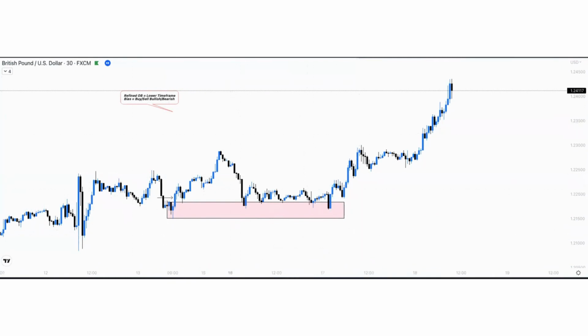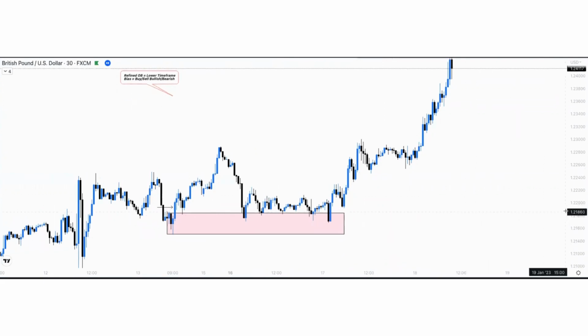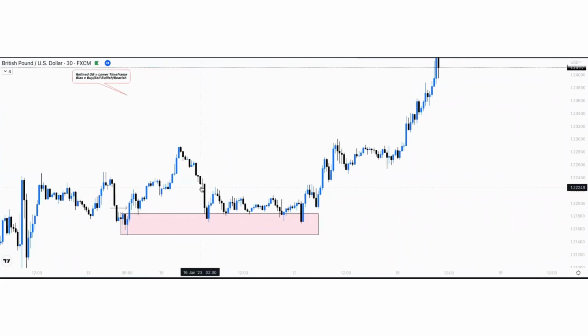When we check, this is 32 pips. If this is okay with you, then it's fine. You can trade a 32 pip stop loss in your trading, but it can be improved when you try to refine your entries.